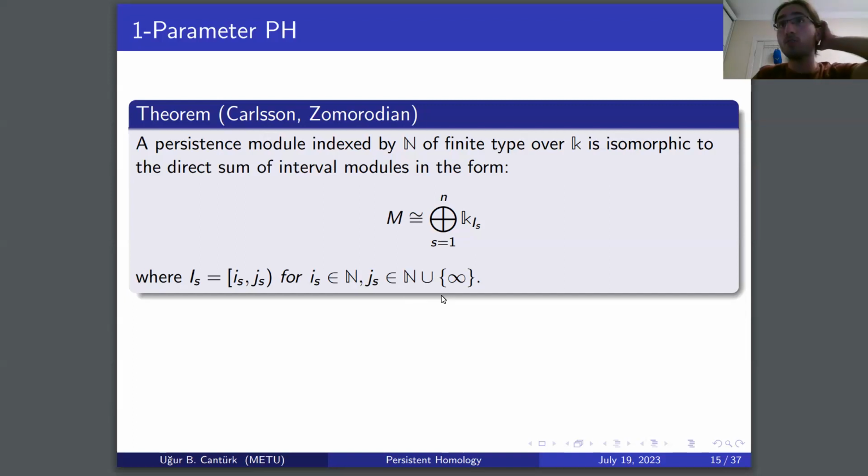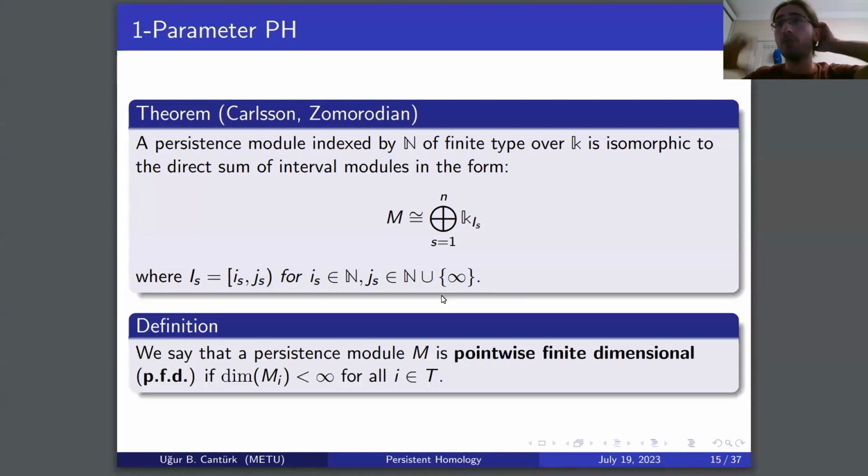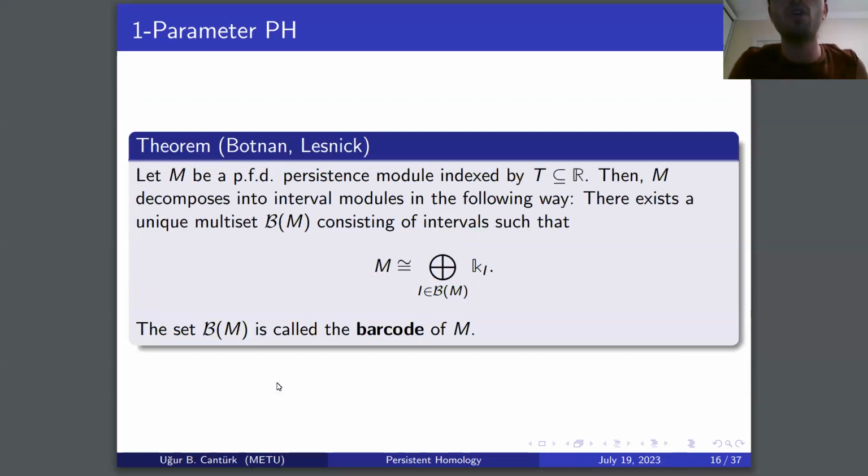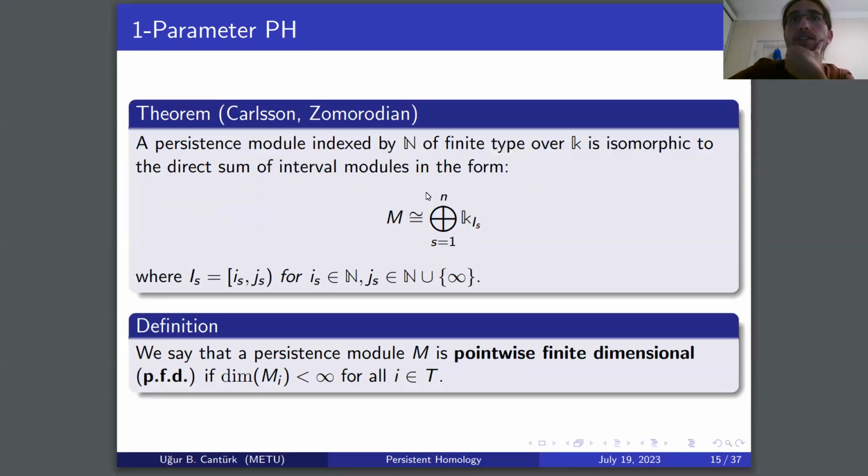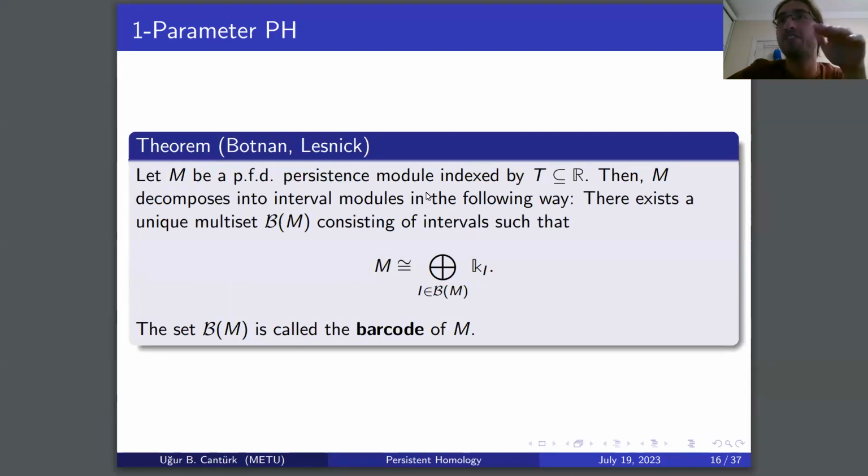Now, let me just go back to my previous question. What about the general case, which is, let me say, the pointwise finite dimensional case? Finite type persistent modules are a part of the pointwise finite dimensional ones, because as you can see, the only condition is the following: the dimension of each M_i is just finite. And as good news, we can decompose pointwise finite dimensional persistent modules as well. But their proofs come in different ways.